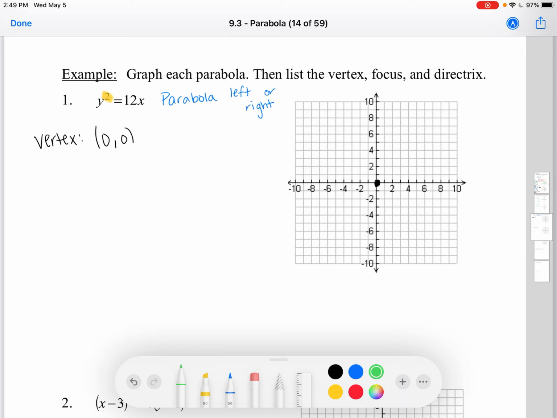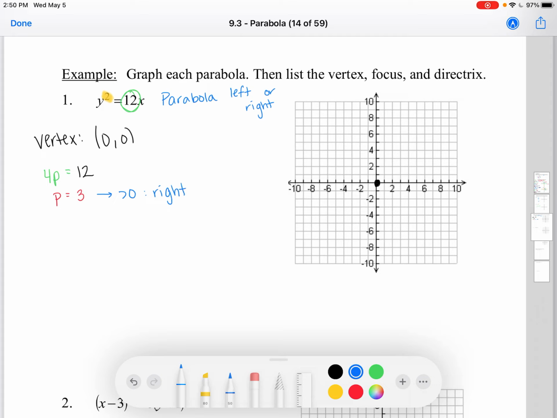The next bit of information is we're going to need to know that 4p value. It's always 4p, the ratio will always be 4p, and it's going to equal the constant that is already with the single variable. So we're going to set 4p equal to 12. Do a quick solving for p, and that's going to give me a 3. Now that we know that p is positive 3, that's going to tell us which direction of our two options. More importantly, it's positive, so it's greater than 0. Therefore, it is going to open to the right.